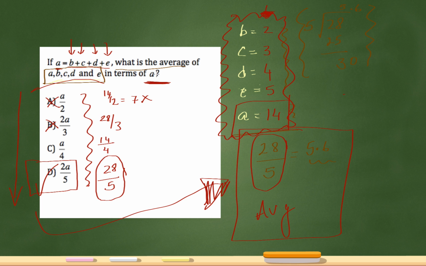And if you're not fully comfortable with this, what I would suggest doing is try doing this problem one more time, but now make B, C, D, and E completely different numbers. Work through all of these steps one more time, and then see if you can still connect the dots and see if you still get D. I think that'll be extremely helpful and beneficial for you.